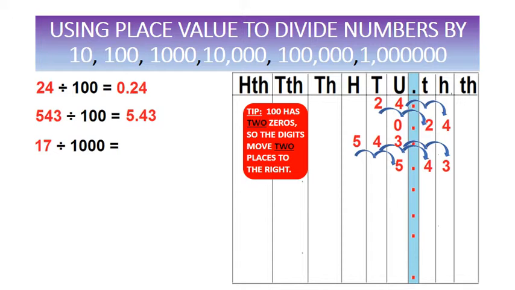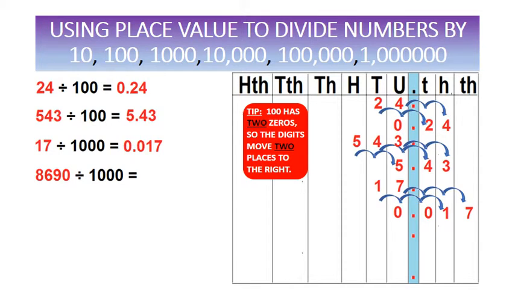Now let's look at what happens when we divide a number by 1,000. So we've got 17 here. So this time the digits have moved 3 places to the right, and then we've had to put placeholders in the tenths column and the units column. So the answer is 0.017.